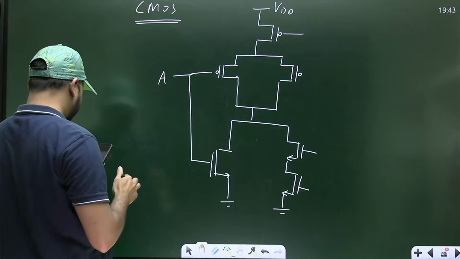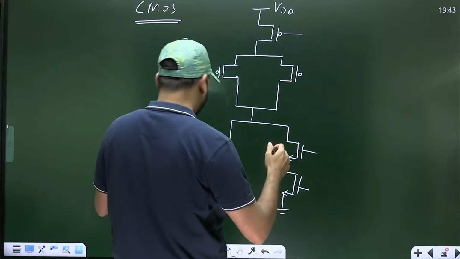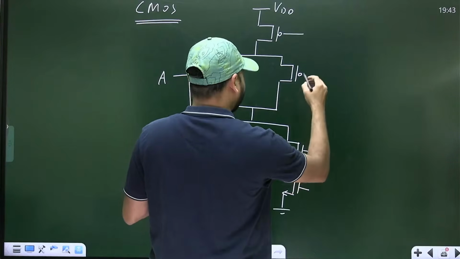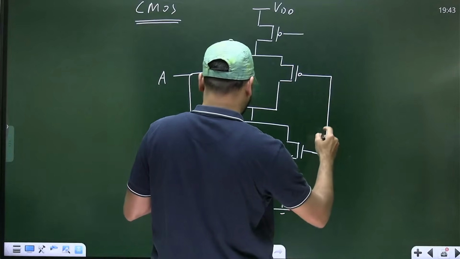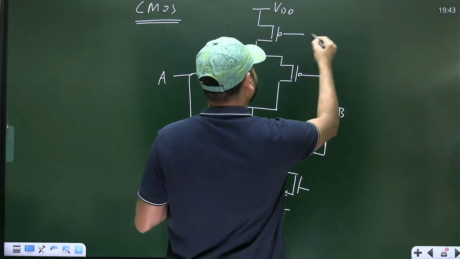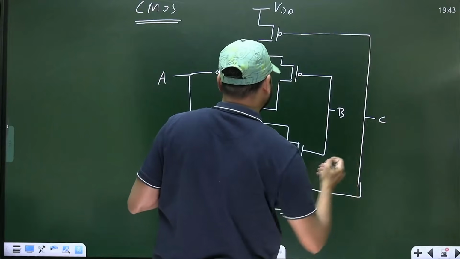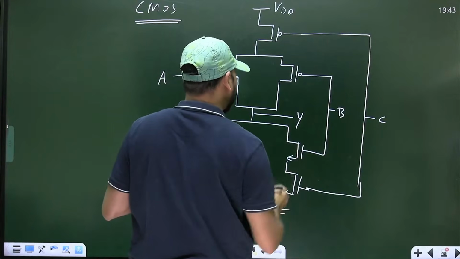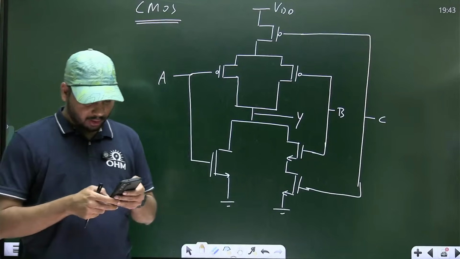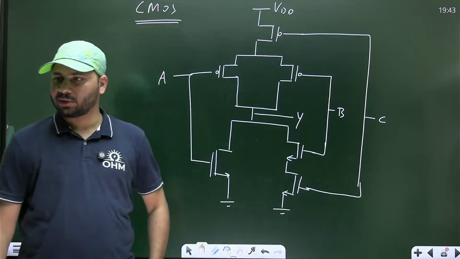There is one input A. It's a 3-input circuit. So this input is B and this input is C. And this is the output Y. You have been asked to identify what is the logic function that is implemented by this circuit, okay?